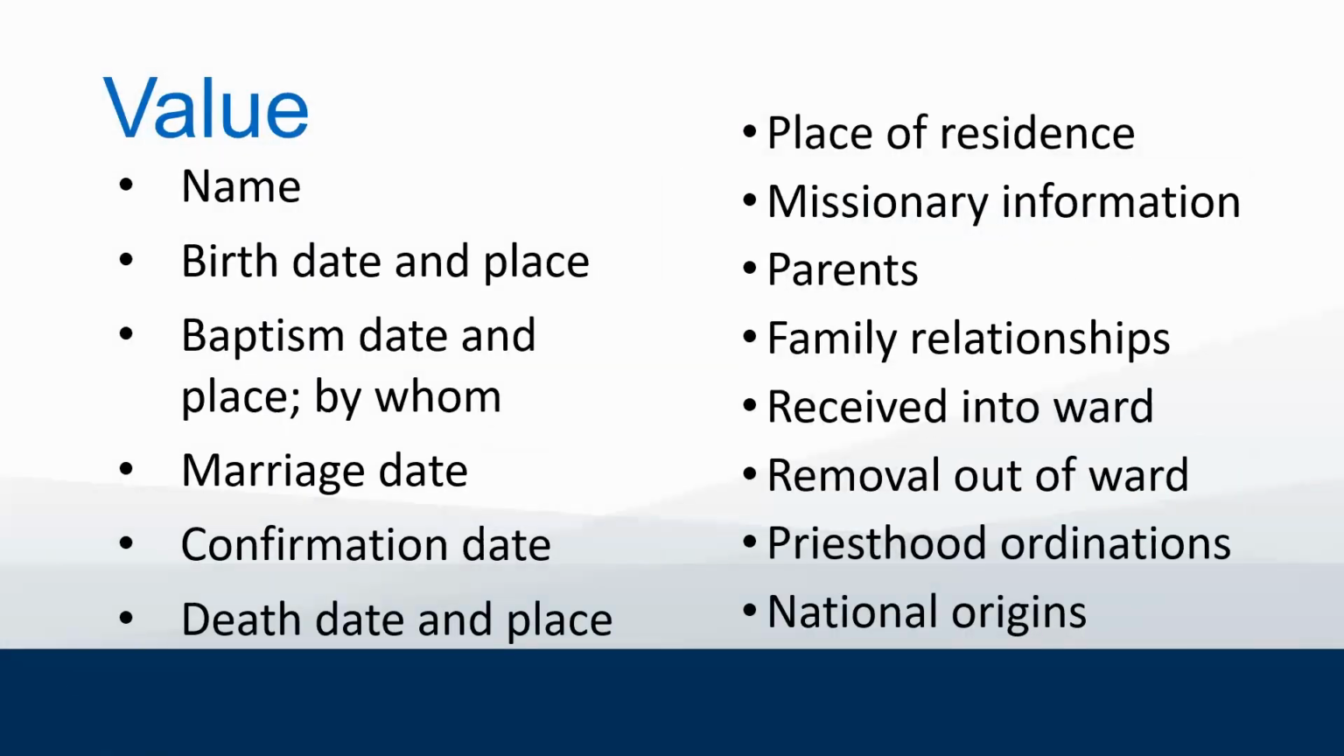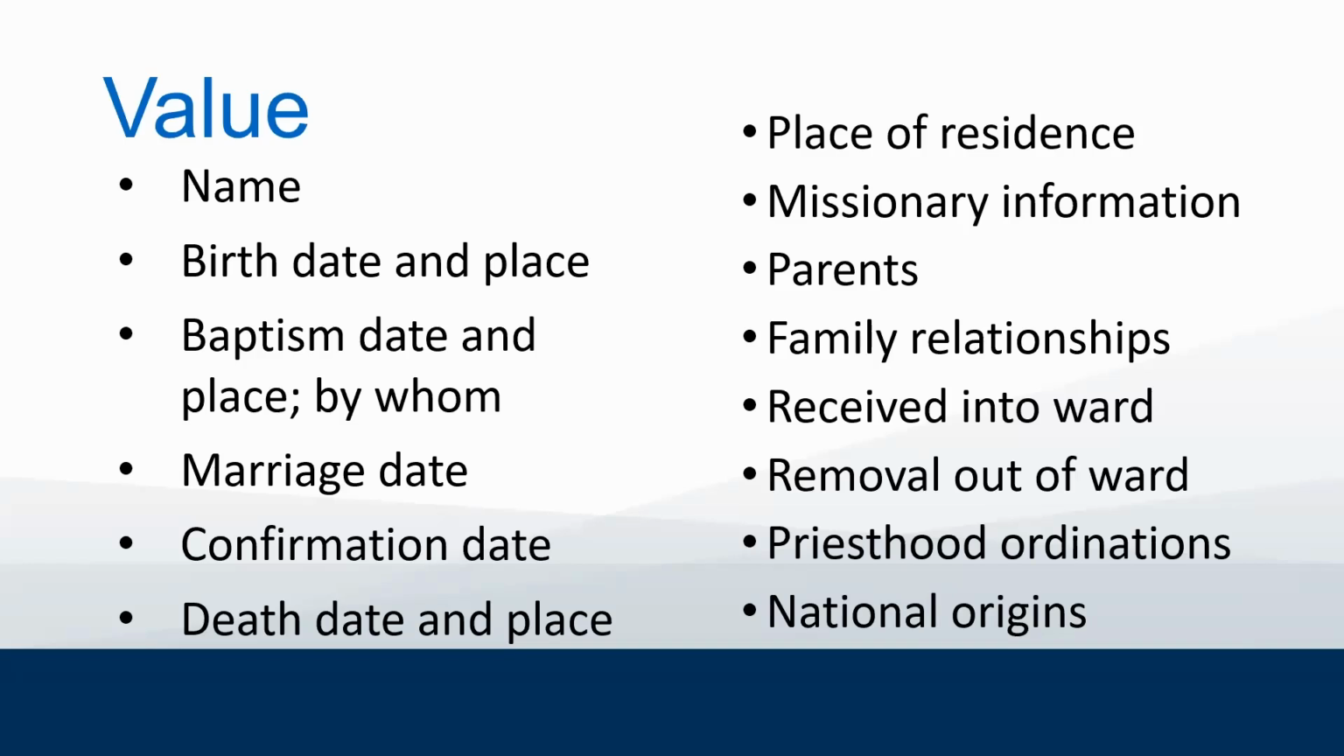Records have been kept in various forms through the years. Ward reports and membership records often contain information such as what I have listed here on the slide. Birth date and place, often including a blessing date, a place of residence, baptism date and place, confirmations, marriage, death date and place, and missionary information also. These records may verify parents' names for you and family relationships. Places of residence may be verified, and when a member or family was received or removed out of a ward can also be found, and that can help you with putting your family timeline together.